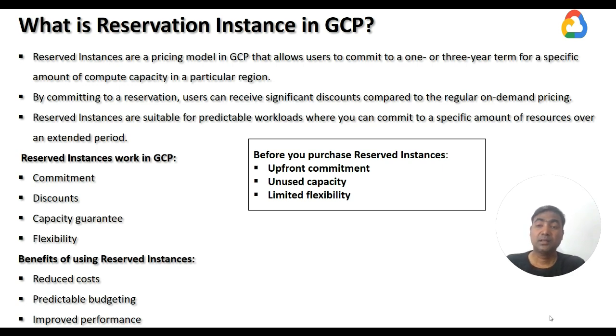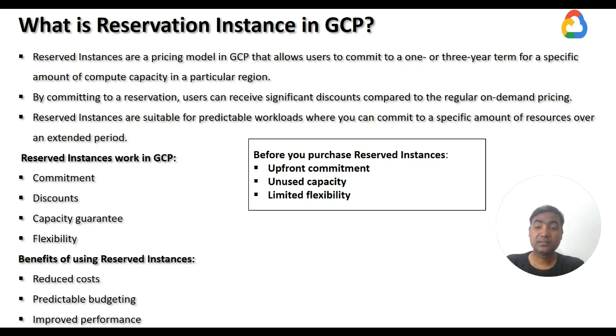Guys, reserved instances are a good option for businesses with predictable workloads that require consistent VM usage. These include applications like web servers, databases and batch processing. If you are unsure whether reserved instances are right for you, GCP offers a tool called the RI recommendation engine that can help you assess your potential savings.